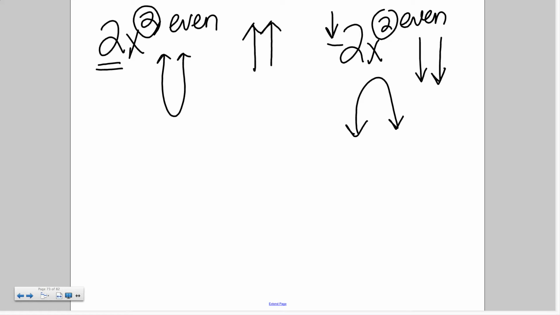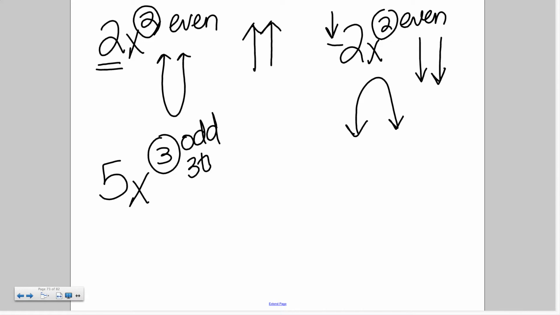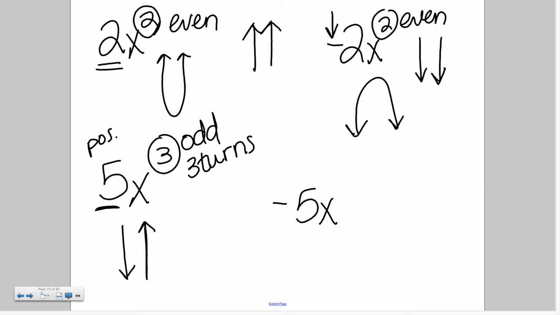All right? If you had 5x cubed, still have odd, so you also have 3 turns. And because the 5, your leading coefficient, is positive, it means you're going to start low and end high. If you had negative 5x cubed, odd, 3 turns, and it's flipped, you're going to start high and end low. It's just the opposite. All right, so now I'm going to go back to page 35, down at the bottom.